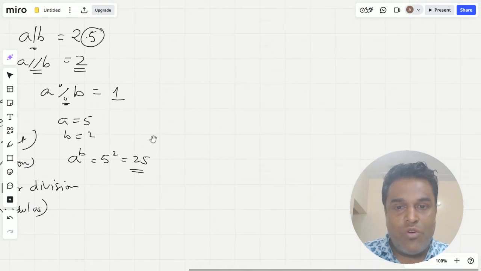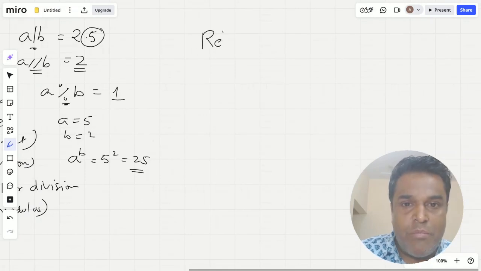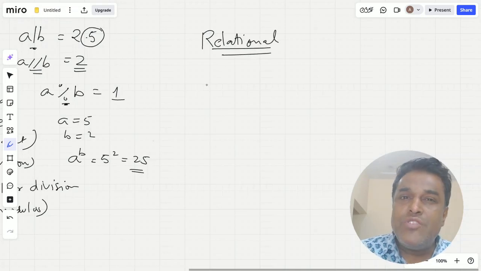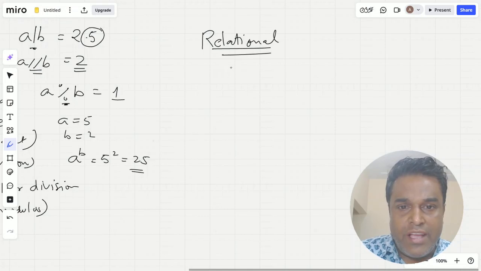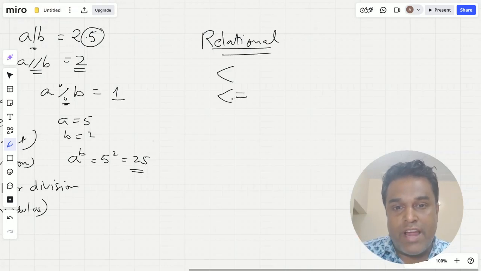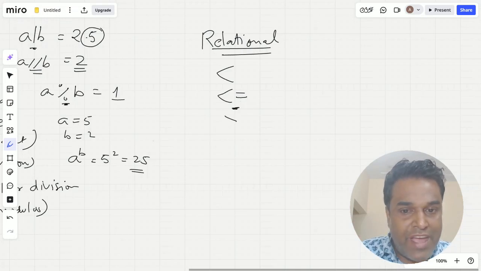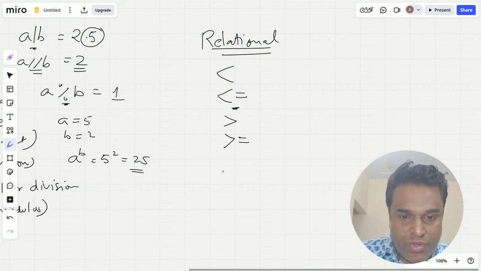And I'm going to shift it over here. Let us discuss it very quickly. That is the relational operator. The relational operator is used for comparison, like less than, equal to, less than or equal to, we call it that. And these are together, please understand, there is no space: less than or equal to. Similarly, we have greater than or equal to.